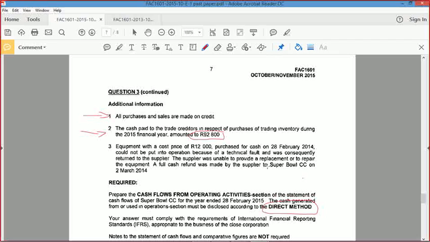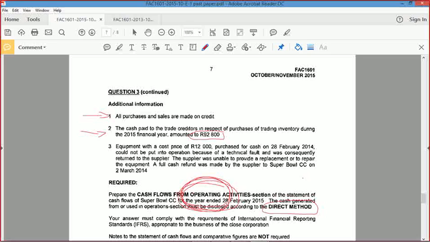Well, the thing is, equipment was bought, so I don't know if you're going to have to do a timeline for this, because you're missing step number 1. Equipment with a cost price of 12,000 purchased on the 28th of February 2014. They couldn't use it because of a technical fault, and they got a 100% refund. Yeah, I know what the question says. You just read it again, but you're missing something.